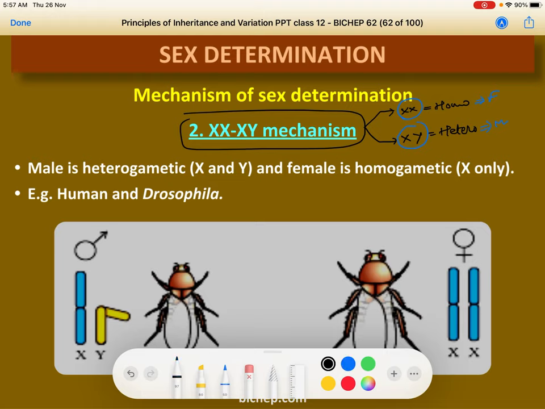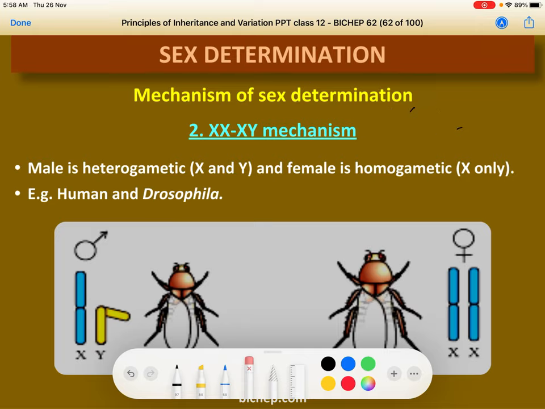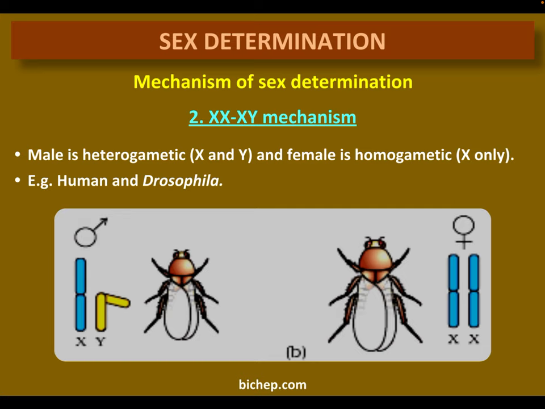So if we consider here, male is heterogametic with X and Y chromosomes, and female is homogametic containing only X chromosomes. Two examples, humans and Drosophila, are given, similar to the textbook, right? So this is the second mode of sex determination. Please take the screenshot.